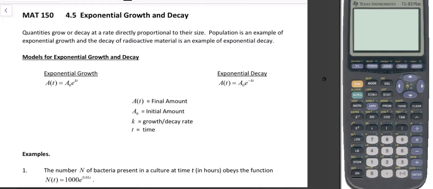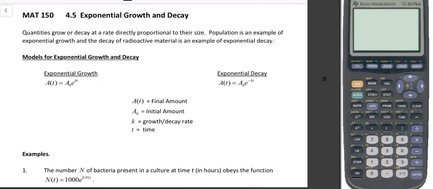In this section, we're going to take a look at some applications of using exponential functions, and we're going to specifically talk about exponential growth and decay. So quantities can grow or decay at an exponential rate. Population is an example of growth, and decay of a radioactive material is an example of decay.